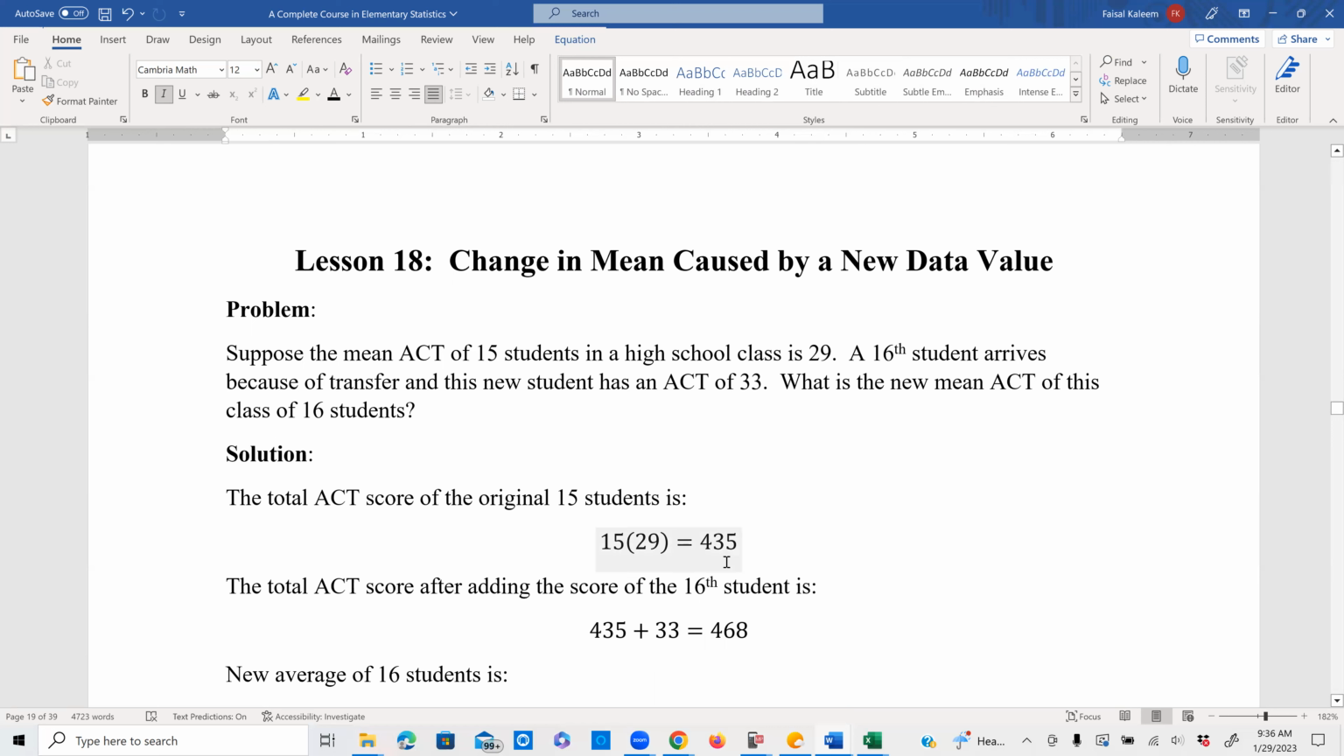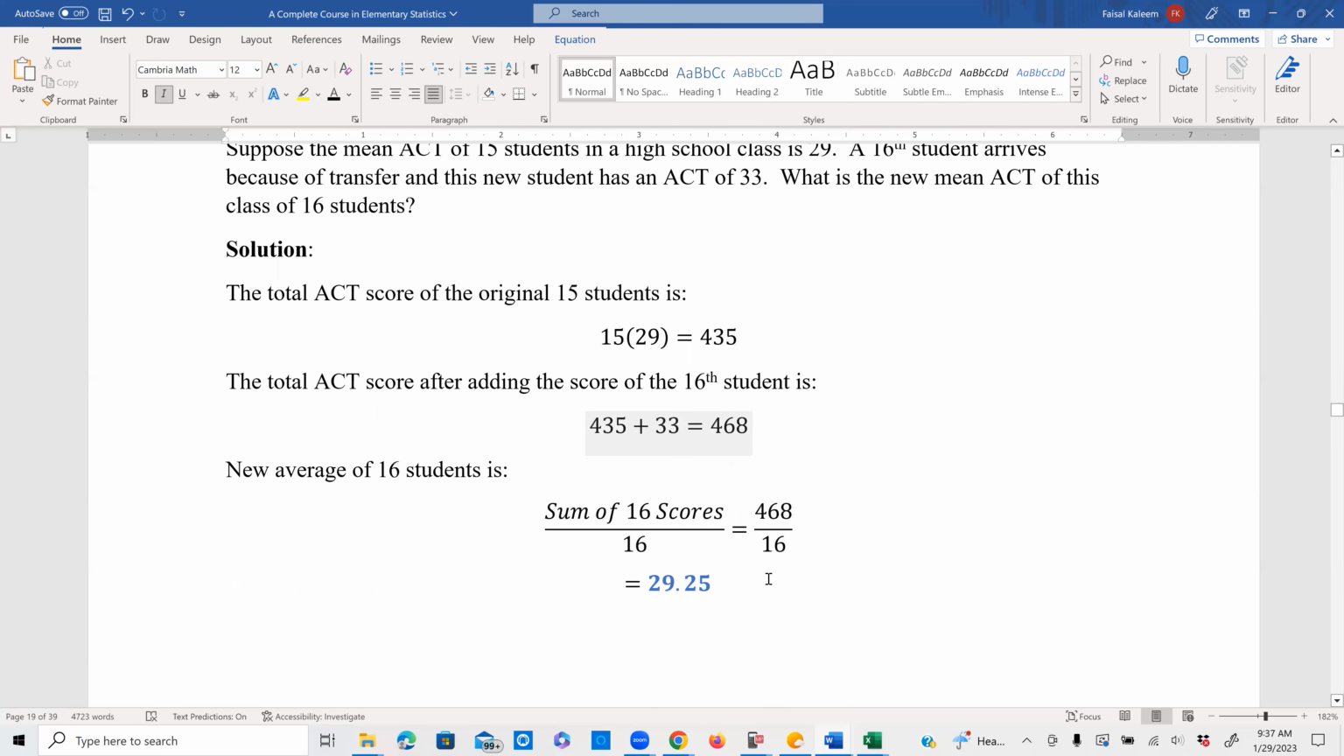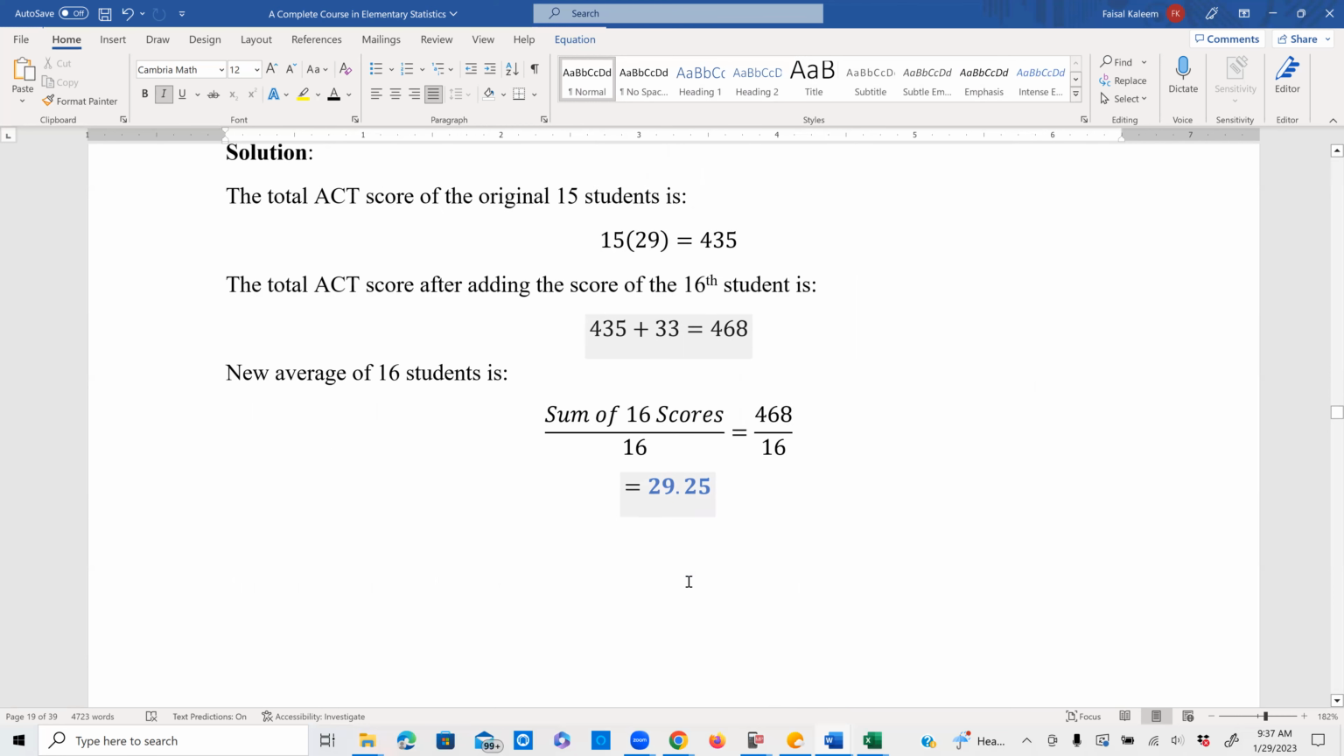And now when the 16th student comes, the new total is obtained by adding the score of the 16th student to the sum of the original 15. So 435 plus 33, that's 468. So that's the total for 16 students. To get the average of 16 students, we divide the total by 16. So 468 divided by 16. So the new mean ACT is 29.25.